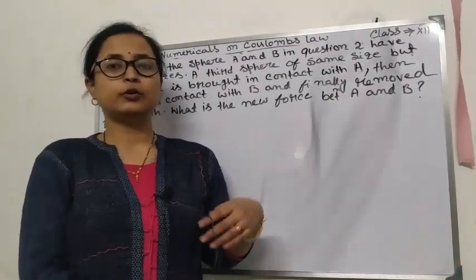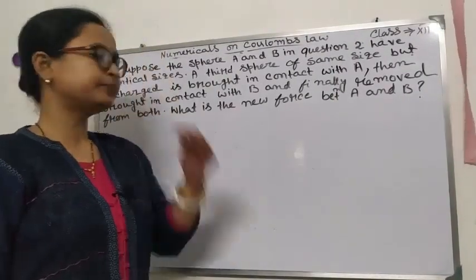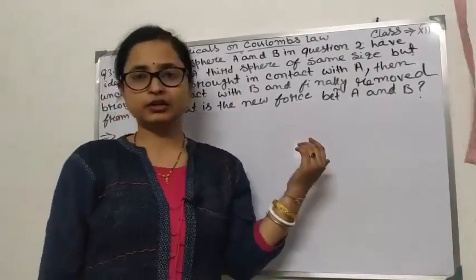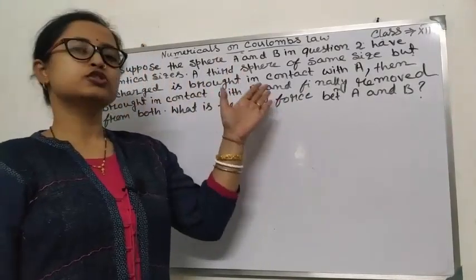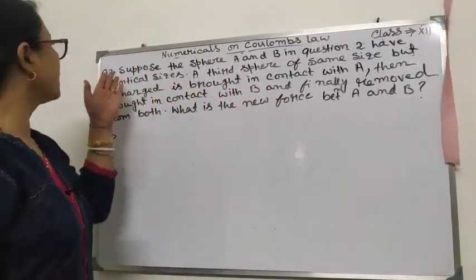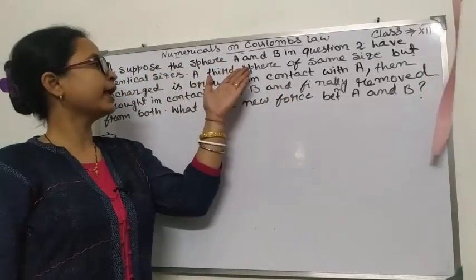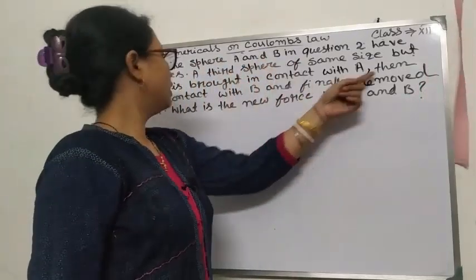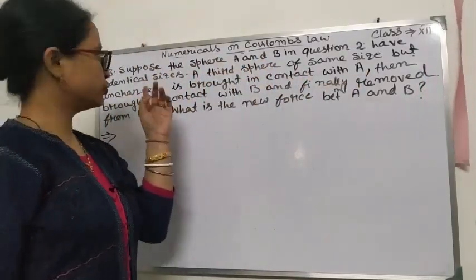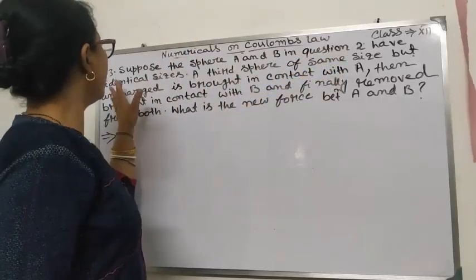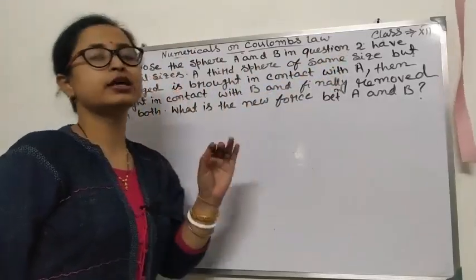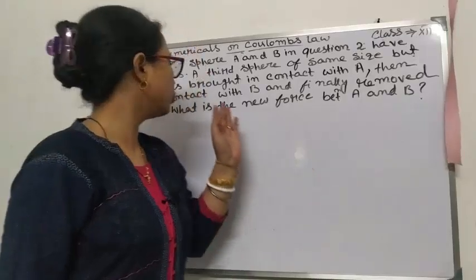So now let us do our next numerical. It is also related to our second numerical only. This question is also from your NCERT book. Suppose the spheres A and B in question 2, that means the question we have just solved, have identical size. That means their radii are equal, their sizes are equal.